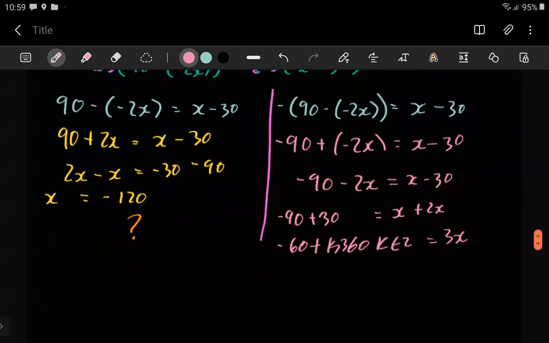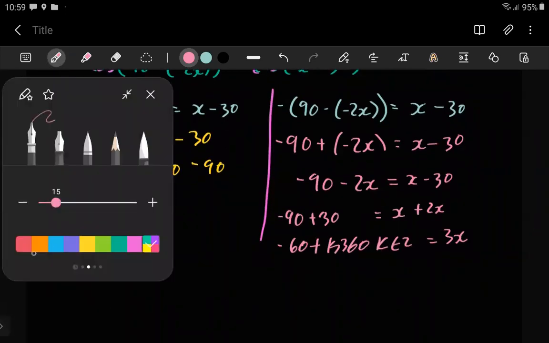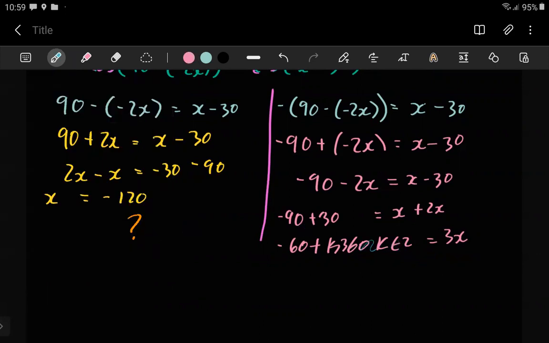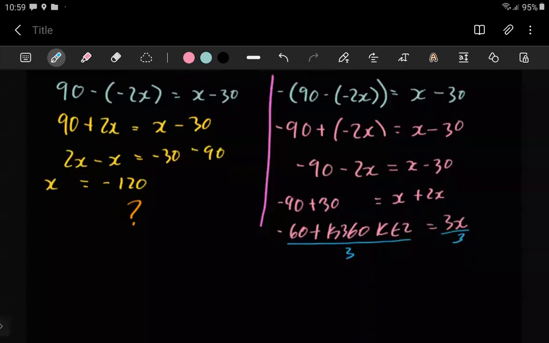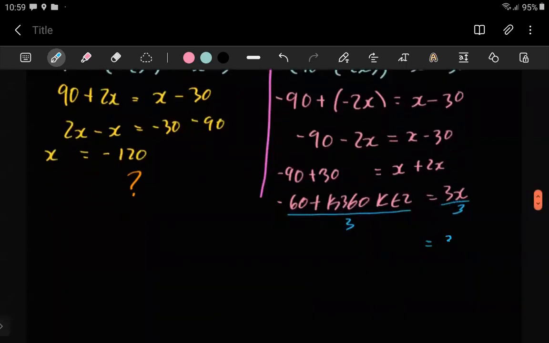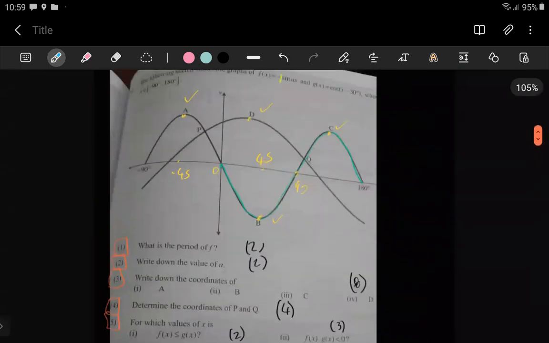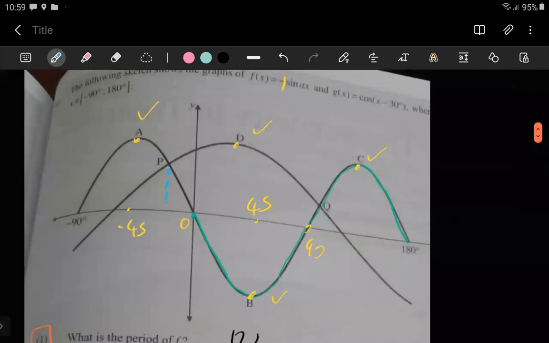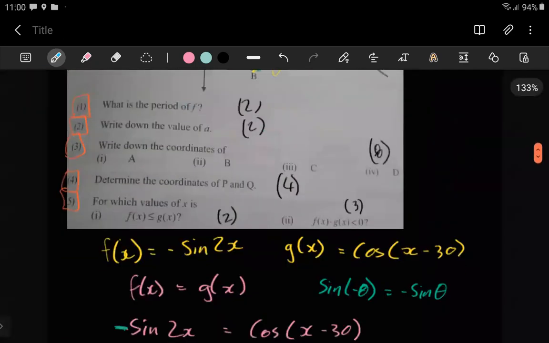The reason for doing this now is because we may end up needing to use that k here. If you divide both sides by 3, we need to take into account the fact that the k360 part also gets divided by 3. So this divided by 3 is going to be negative 20, and then this is plus k120, k is an element of integers. If you look nicely now, it does make sense that this is negative 20, because it's between the 45 here.